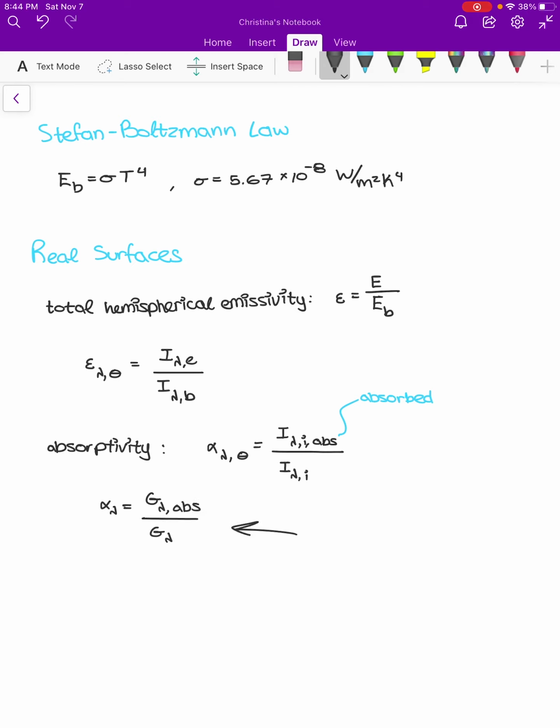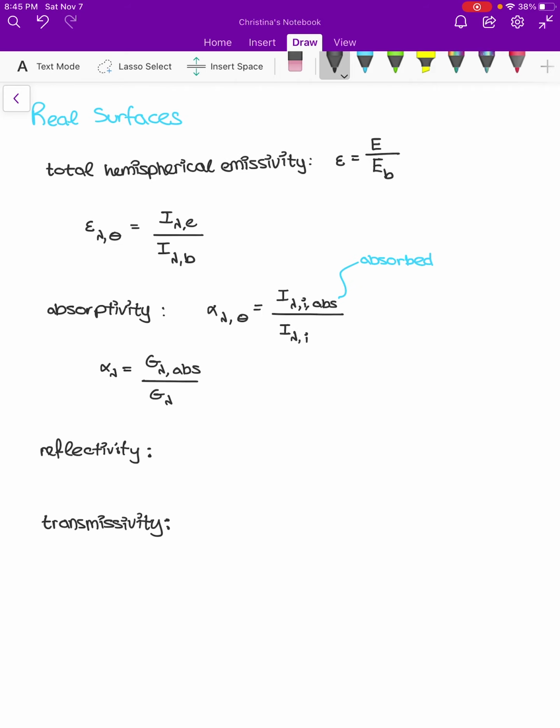Notice that in this equation, the numerator is the irradiation absorbed and the denominator is the total irradiation that is incident on the surface. Similarly, for the top equation here, the numerator is the intensity absorbed and the denominator is the total intensity that is incident on the surface. Similarly, for reflectivity, we have the following equation. And for transmissivity, we have.